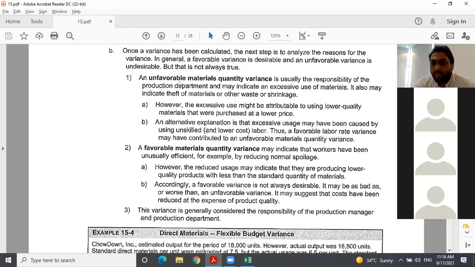An unfavorable material quantity variance is usually the responsibility of the production department and may indicate an excessive use of material. It also may indicate theft of material or other wastage or shrinkage. However, the excessive use might be attributable to using lower quality materials that were purchased at a lower price. An alternative explanation is that excessive usage may have been caused by using unskilled labor. Thus, a favorable labor rate variance may contribute to an unfavorable material quantity variance.